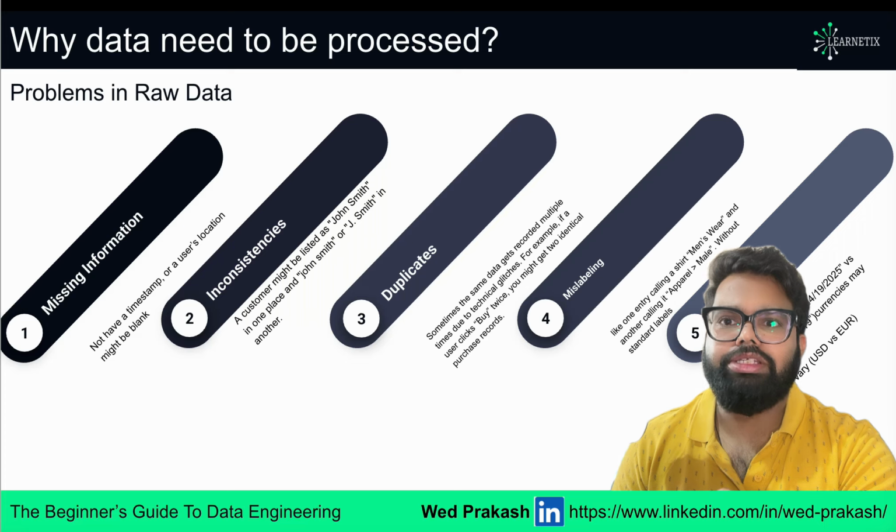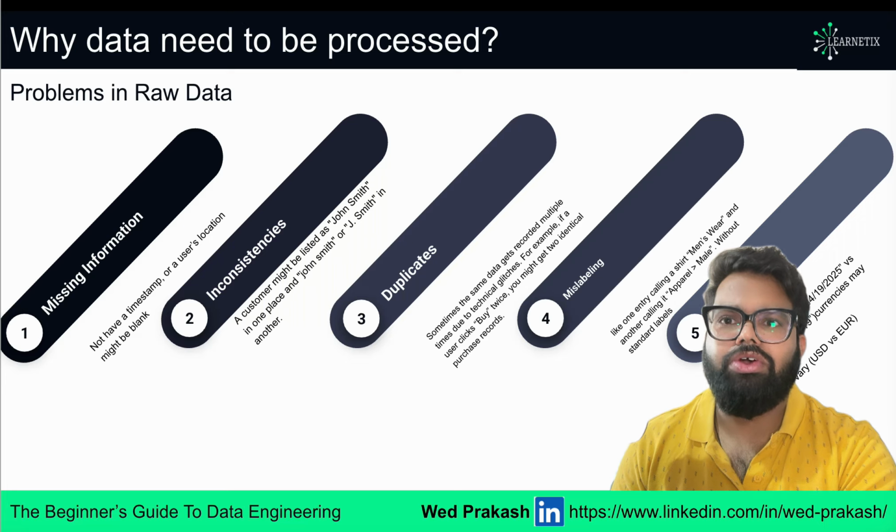So your system doesn't recognize it's trending. You miss the opportunity to restock or promote it. Bad recommendation: ever seen a website recommending something totally random? No, right? That happens when user data is messy. Maybe your account has your name spelled three different ways, or your past purchases are not recorded properly. So the system doesn't really know you, so it gives bad suggestions.